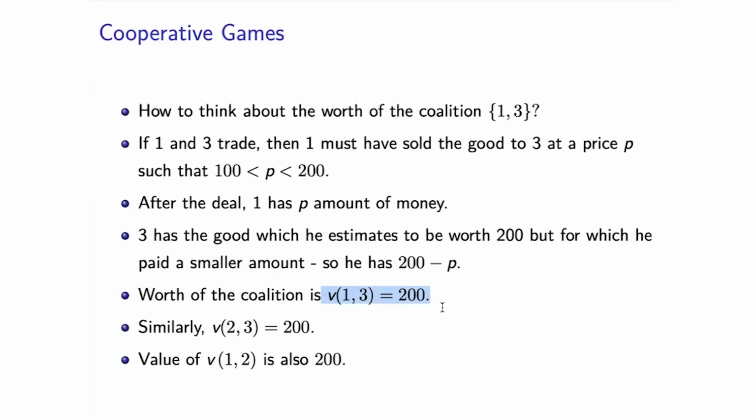What about V of 1,2? This means that only 1 and 2 have come to an agreement, right? So that means that there has been no sale of the good. Remember, 3 was the buyer. And so if there is no sale of the good, then the value is just what the good is worth to these two different sellers who have not been able to sell. Remember, it was worth 100 to each of them. So therefore, the total value is 200, right?